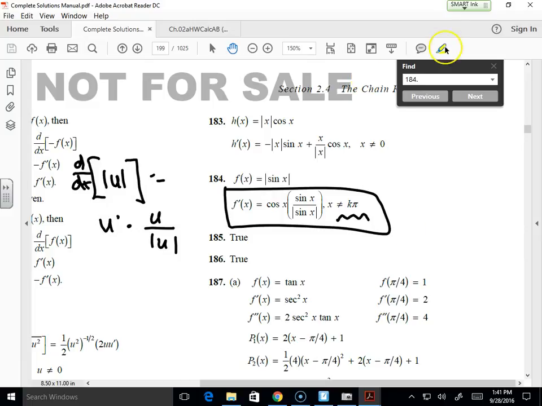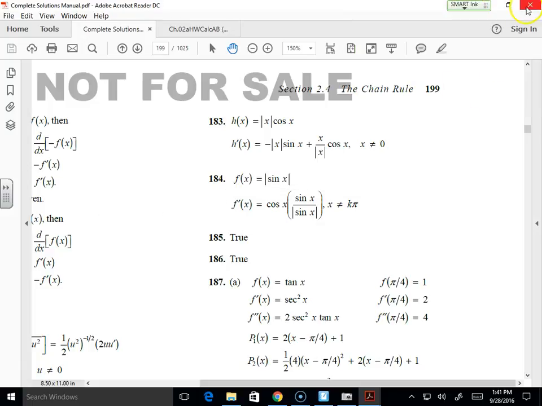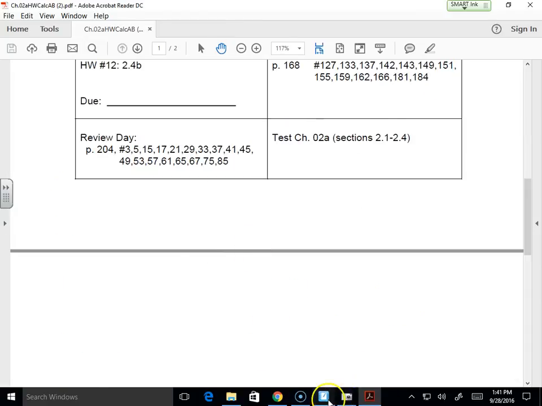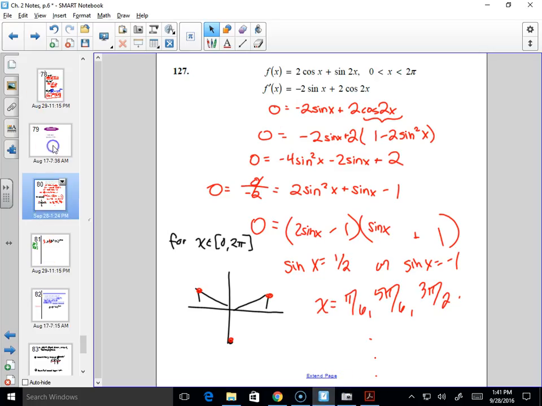All right, you guys might have some questions on odds, and we might be able to look at them tomorrow. Tomorrow's kind of like a big old work day. But for right now, close current tab. We got that.